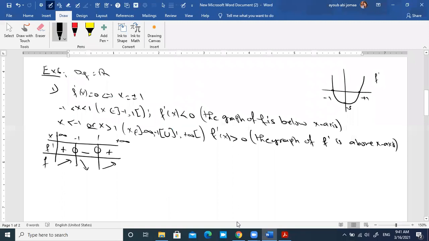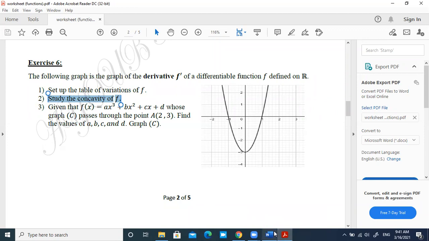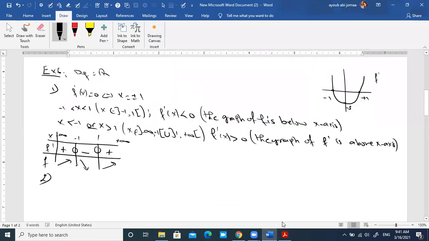Okay. Part 2. In Part 2 you have to study the concavity of the function. Concavity. What does that mean? The sign of what? f double prime. It means you have to study the sign of f double prime.